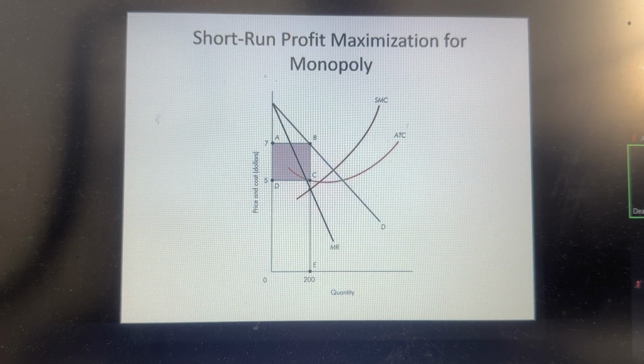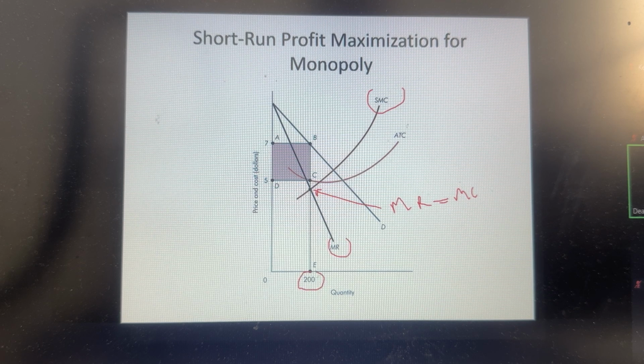So from this graph, you can tell this is the point where the equilibrium condition is satisfied. What is the condition? MR equals MC. This is MC, this is MR. These two are equal at this point. The firm is producing 200. This is the profit maximizing level of output.